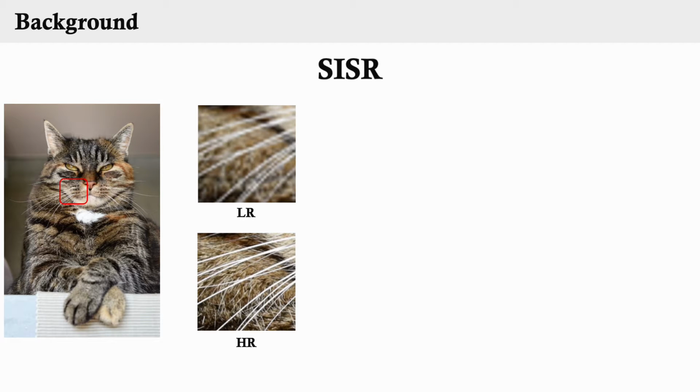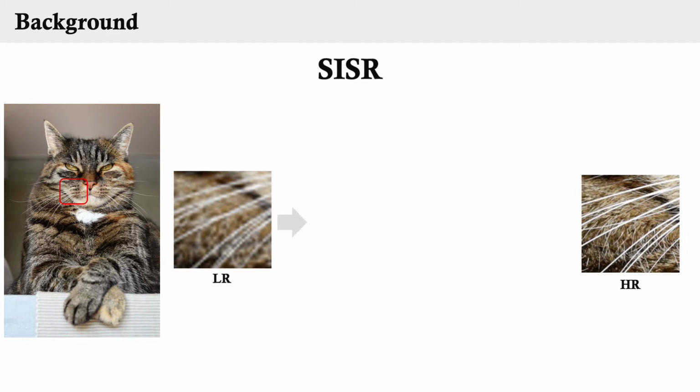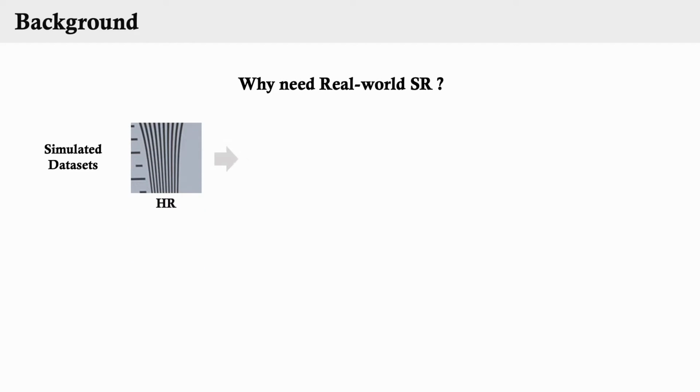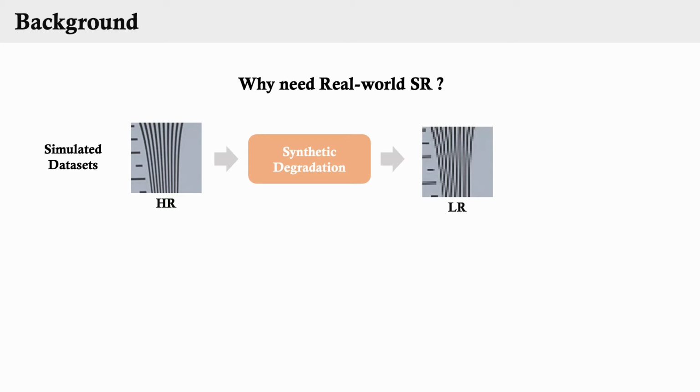Deep learning-based methods typically use a deep convolutional network to learn the mapping relationship between the low-resolution image and the corresponding high-resolution ground truth to obtain the desired recovered image. Simulated super-resolution approaches usually use a predefined degradation method, such as bicubic or Gaussian downsampling, to degrade the high-resolution image and generate the corresponding low-resolution observation.